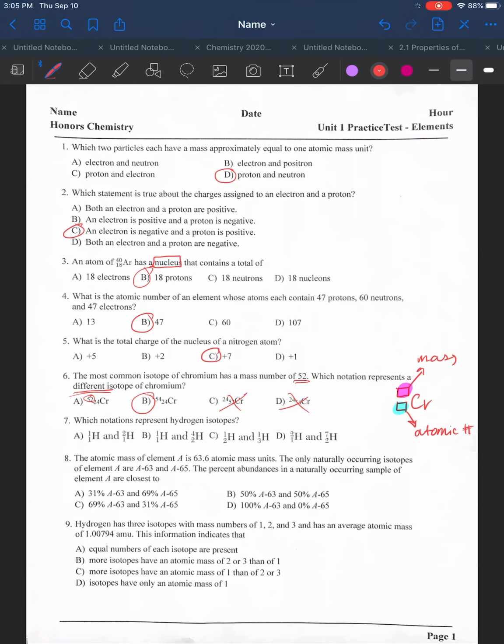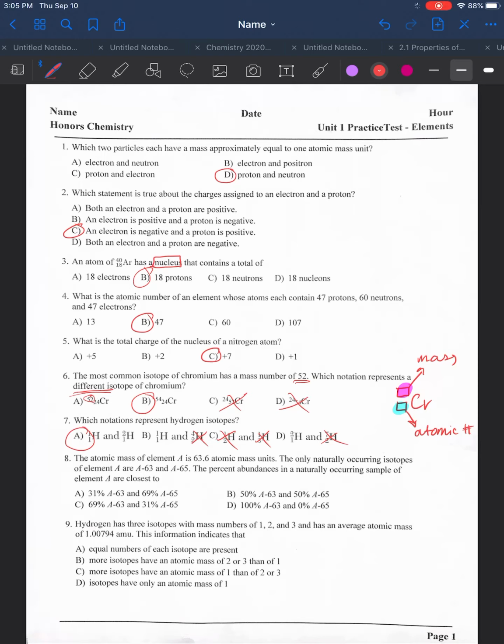Now, looking at 7, same idea of mass on top, atomic number on bottom. Well, this one has the wrong atomic number, wrong atomic number, wrong atomic number, wrong atomic number. So it only leaves us with A. And both of the masses are different, so that is why it's A.